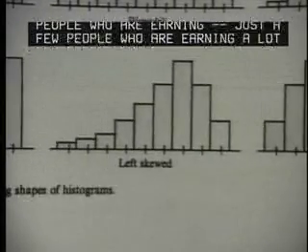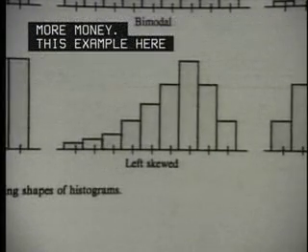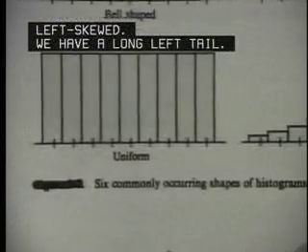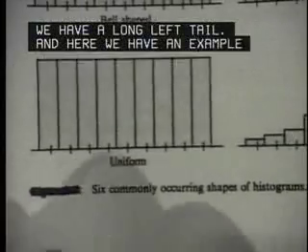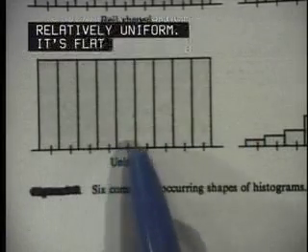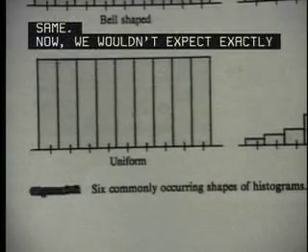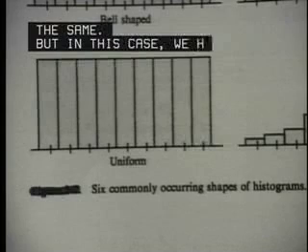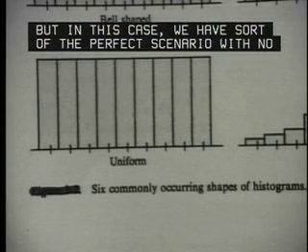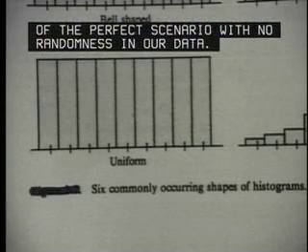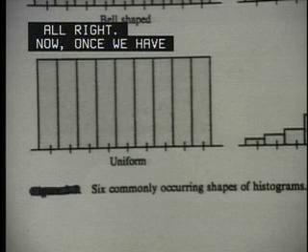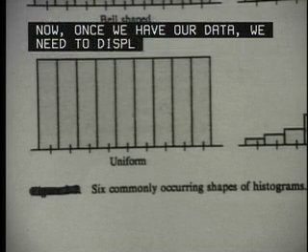This example here would be left skewed. We have a long left tail. And here we have an example of a histogram that's actually relatively uniform. It's flat across the top, meaning that we had about the same. Now, we wouldn't expect exactly the same, but in this case, we have sort of the perfect scenario with no randomness in our data.